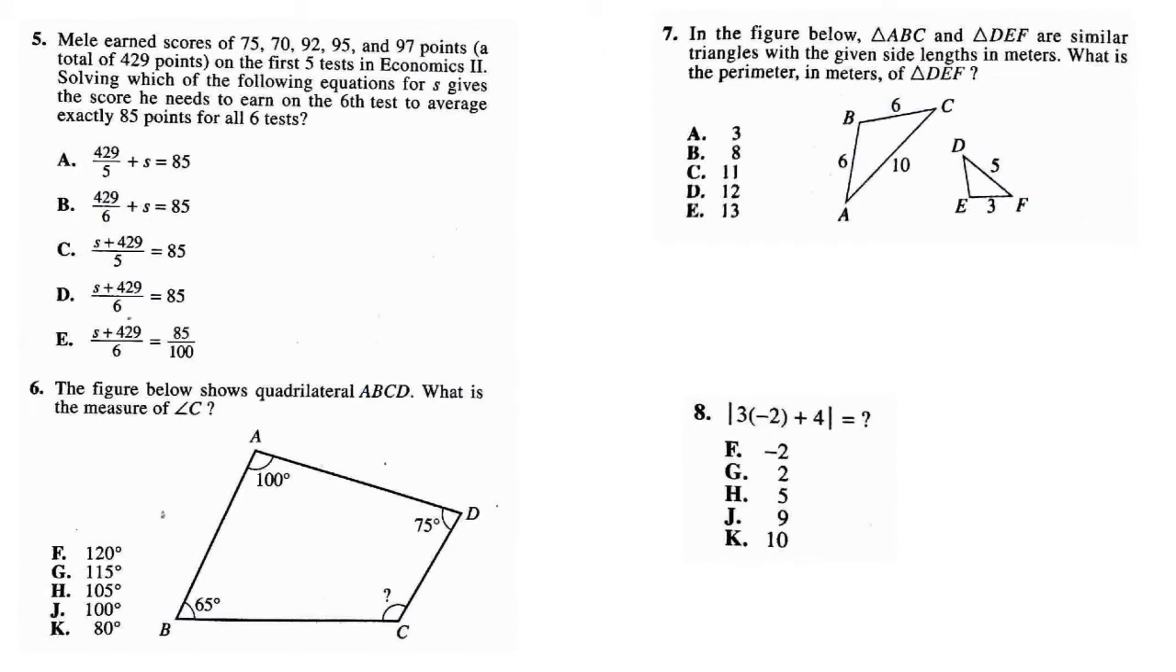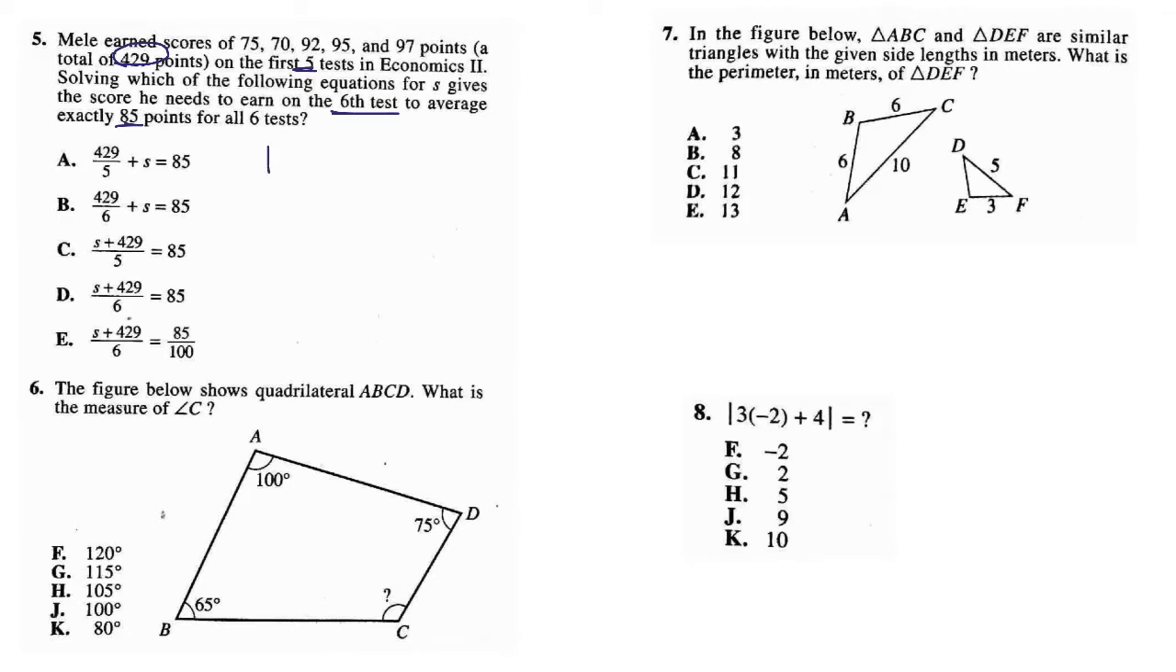Okay, and number 5, Mel earned scores of, and you can read the numbers, and notice it gives us a total of 429, so that's pretty good, on 5 tests. And Econ 2, solving which of the following equations for S gives the score he needs to earn on the 6th test to average exactly 85 points for all 6 tests. So notice he's already taken 5 tests. Now remember, to find an average, you add up all that you have and divide by the number that you have. So they've already added the first 5 scores.